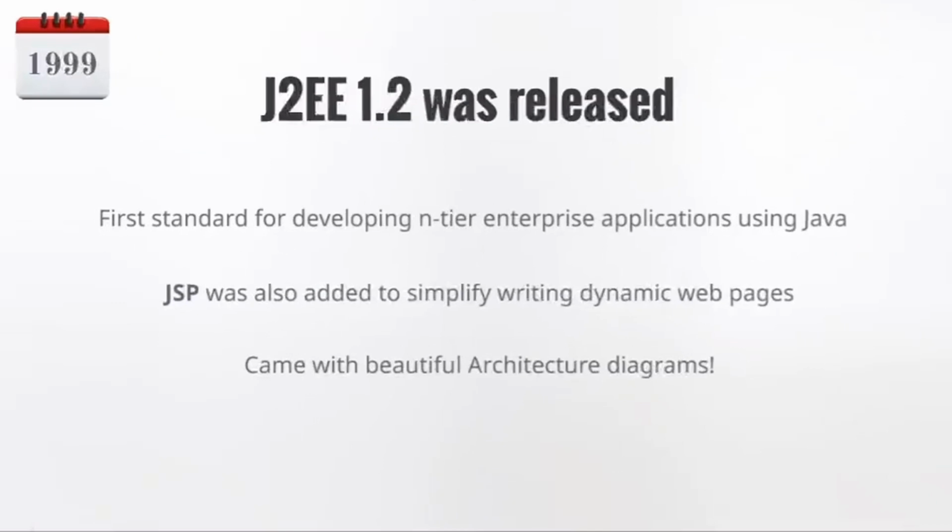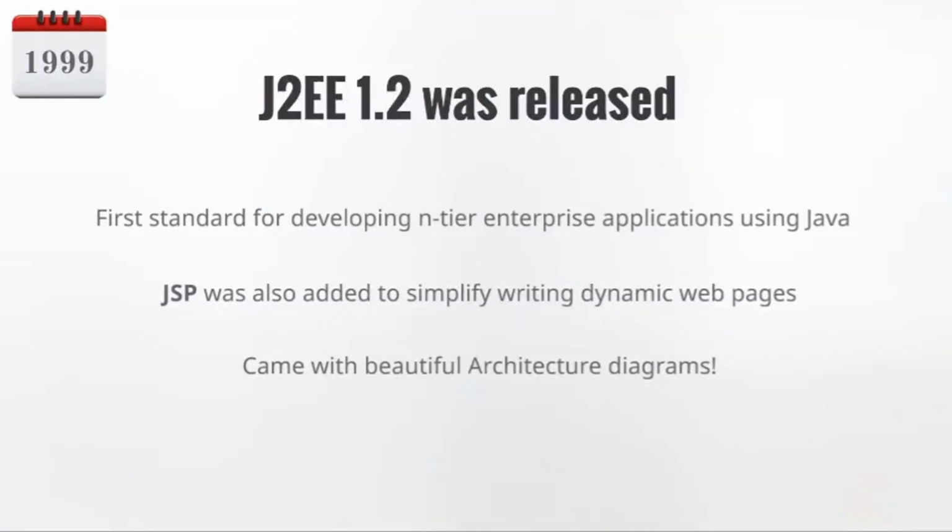So there was a need for a better specification, and that happened in 1999 when J2EE specification was released. It was a set of standards for developing multi-tier enterprise applications using Java. One of the major parts of J2EE was something called Java Server Pages or JSPs, which made creating dynamic web pages much easier compared to servlets. And tell you what, J2EE also came with a bunch of beautiful architecture diagrams.